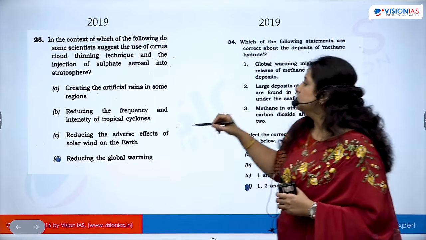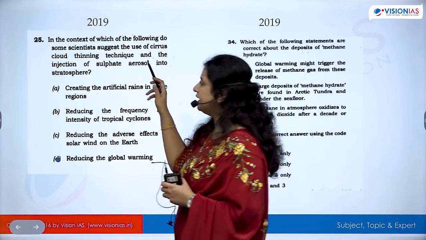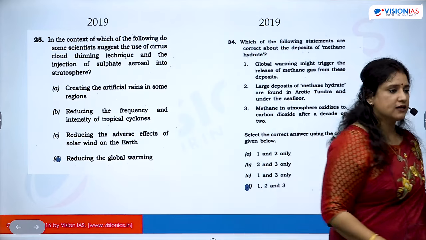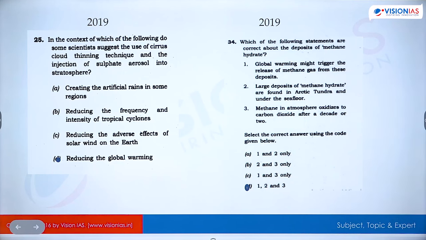Okay. So this particular cloud thinning technique, what it does is, it allows injection of certain ice crystals around this place. So, for example, a plane went and it injected certain ice crystals, so the clouds get dispersed or broken down. Okay, and because of the breakdown the cirrus clouds break away, they are thinning, right, thinning of cirrus clouds takes place.